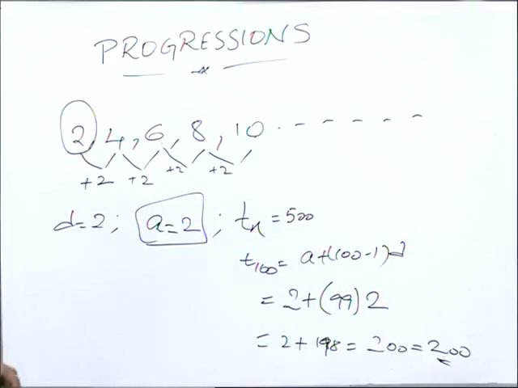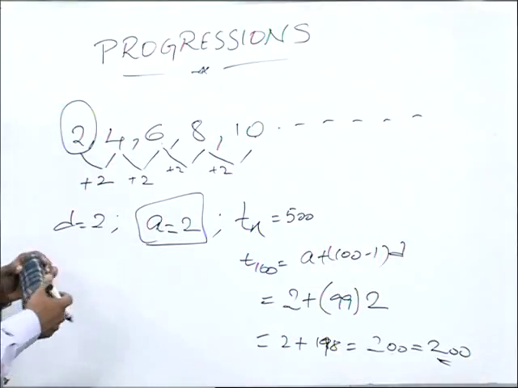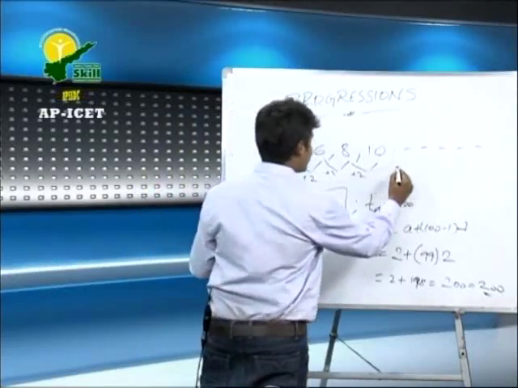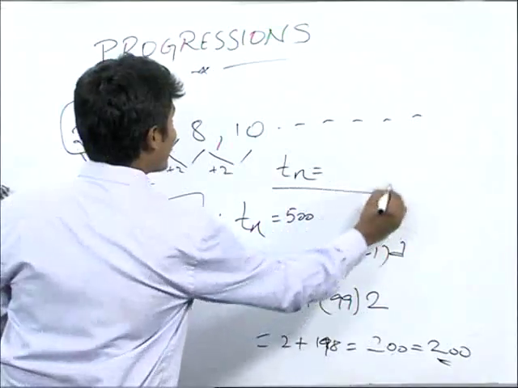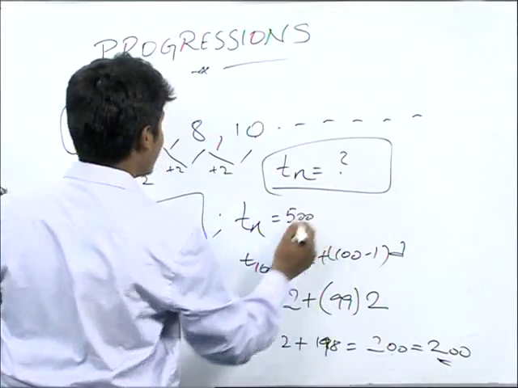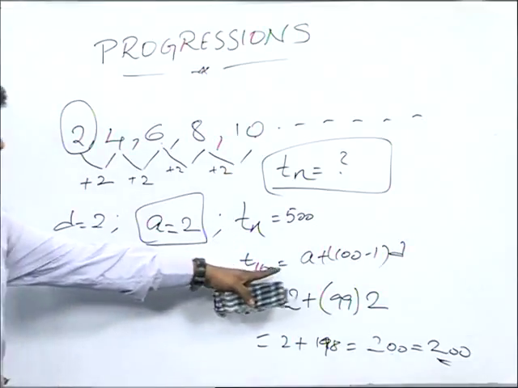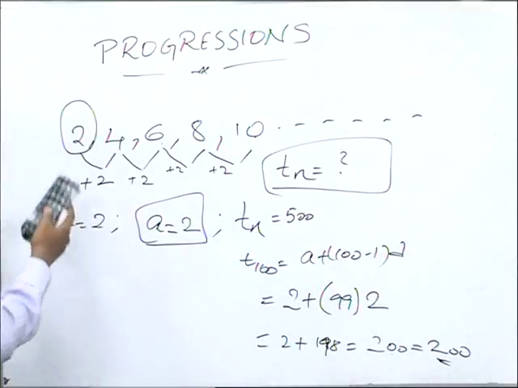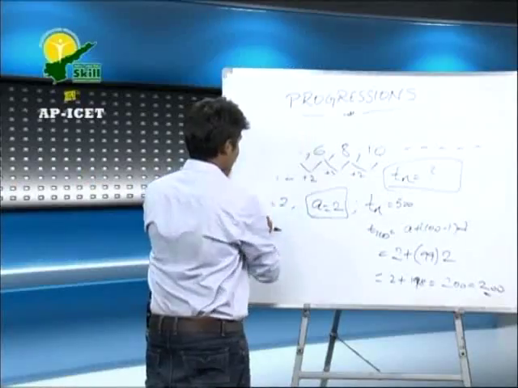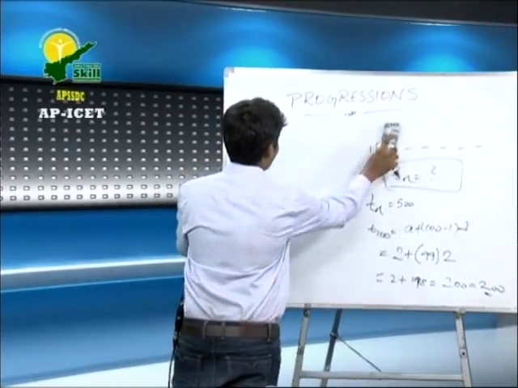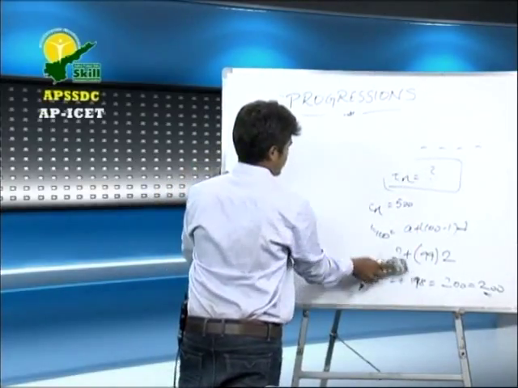From this question we can find the 100th term. If they ask nth term, we can calculate nth term by substituting the value of n in this equation. Now we would shift to finding sum of n terms.